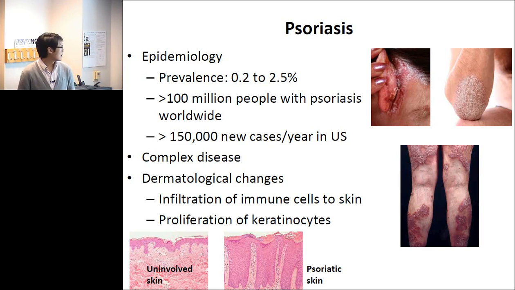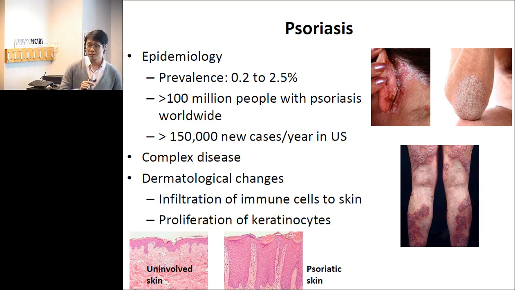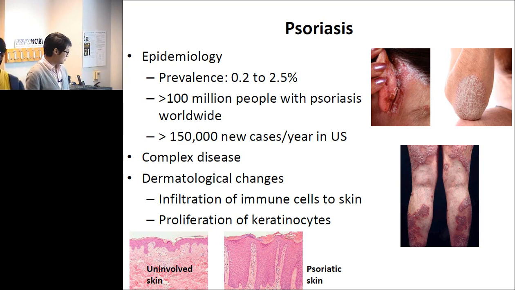In terms of dermatological changes, it has been observed that in psoriatic skin, the immune cells tend to infiltrate the skin layers, causing an increased proliferation rate of keratinocytes. Keratinocytes make up over 90% of cells in the epidermis. This increased proliferation rate causes the expansion of the epidermal layers. The figure at the bottom shows this.